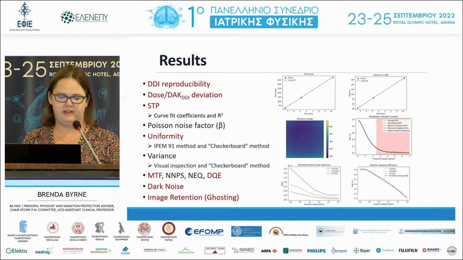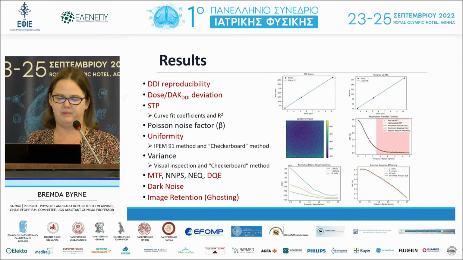So these are the main results that we include in our protocol. We have detector dose reproducibility, we have our STB curve, we look at the uniformity, we use two different methods. We use the IPM 91 method, which is where you look at the 5 regions of interest, and then we also use the checkerboard method, which some of you may be familiar with from mammography, where you analyze images. We look at things like the variance of the image, and as I said, the MTF, things like the noise power spectrum, DQE, and then we look at dark noise and our image retention.